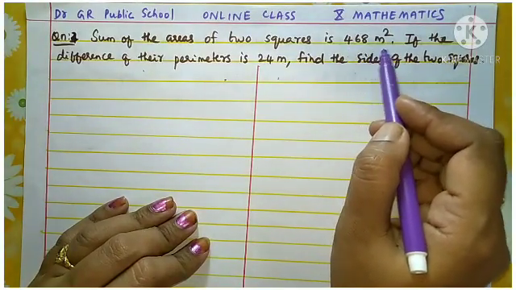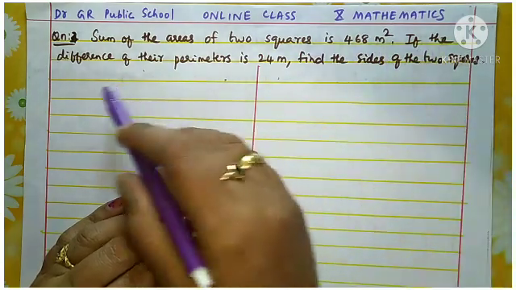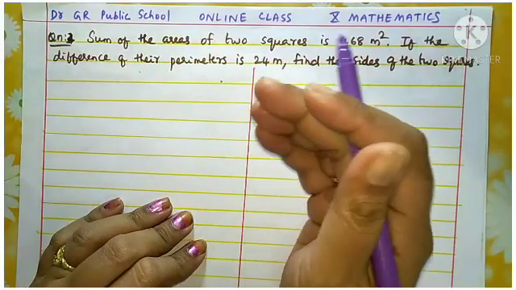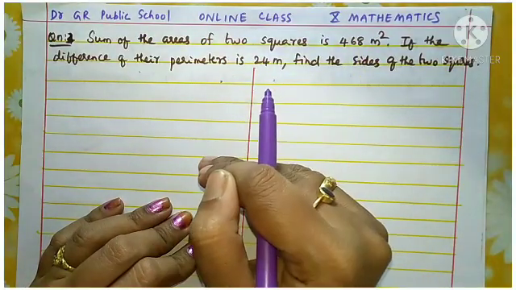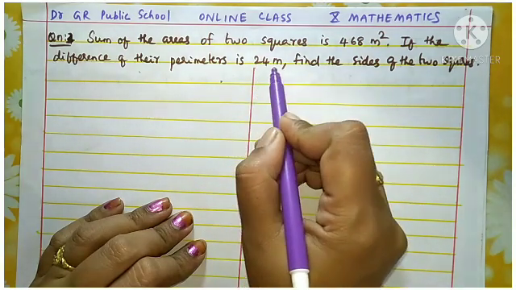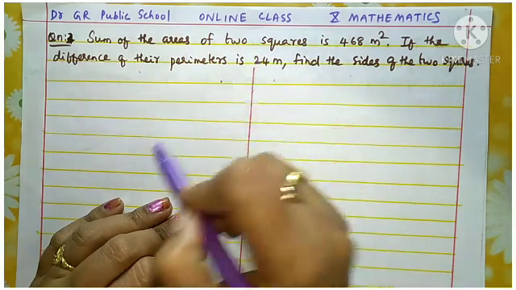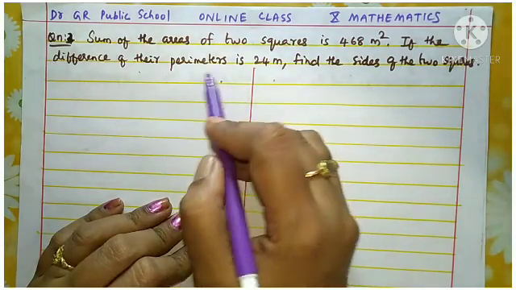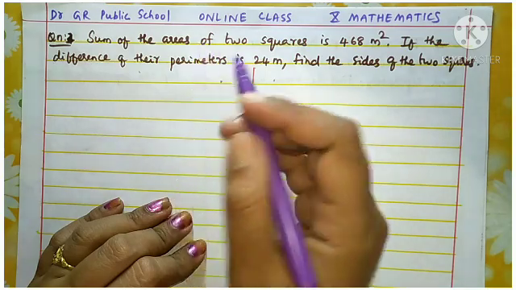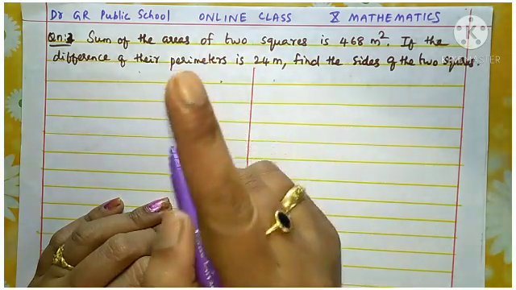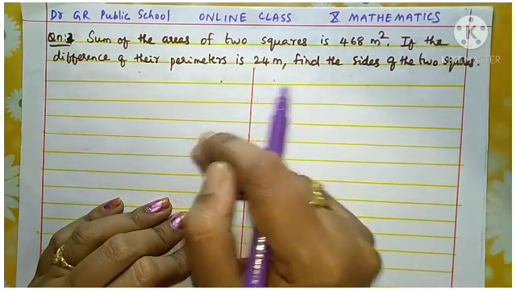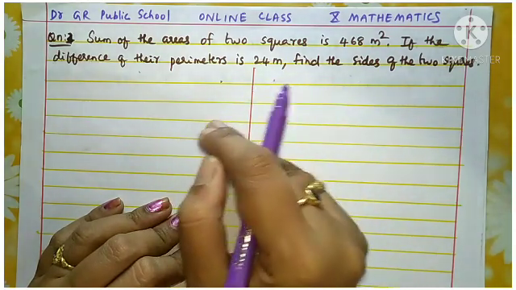Okay, the unit is meter. If the difference of their perimeters, okay, so if you consider the perimeter of those squares and when you take the difference of them, that will come 24 meter. So from this what you can understand, children, difference of their perimeters. Because there is coming the difference of perimeters, the two squares are of different side length. Okay, they are not same.